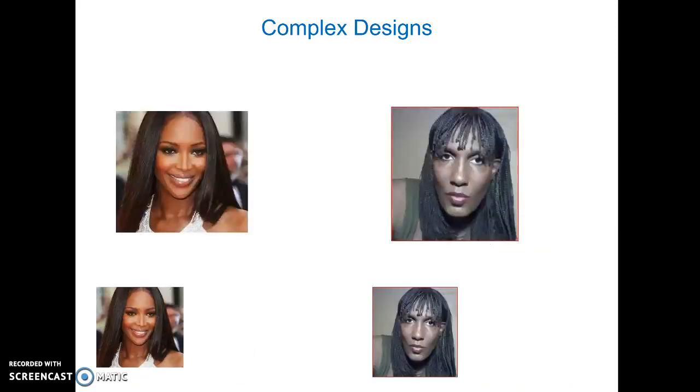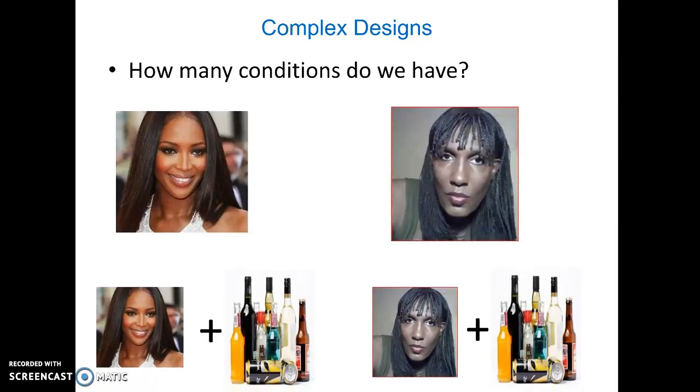All right, so let's be clear on this. What we have is, we already practiced with this. We have four conditions. So you can see the four conditions here. We have the model and the non-model, so attractive and not. And then you have the same attractive and non-attractive photo with the alcohol present. So we have four conditions total.